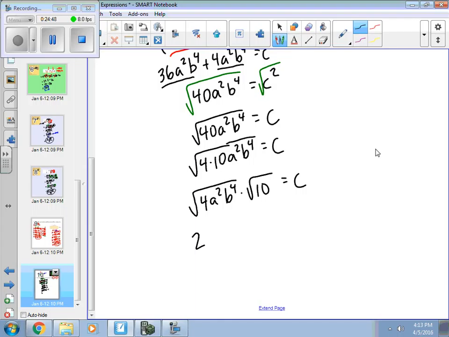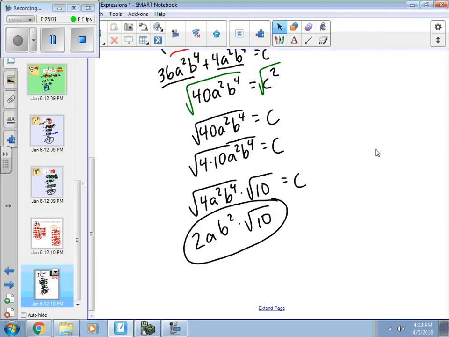And so our simplified answer would be, now let's take the square root here. Square root of 4 is 2. Square root of a squared is a. Square root of b to the 4th is b squared. And then finally we got the square root of 10 that won't simplify. That would be the final answer. All right, try some of these out now on the practice.